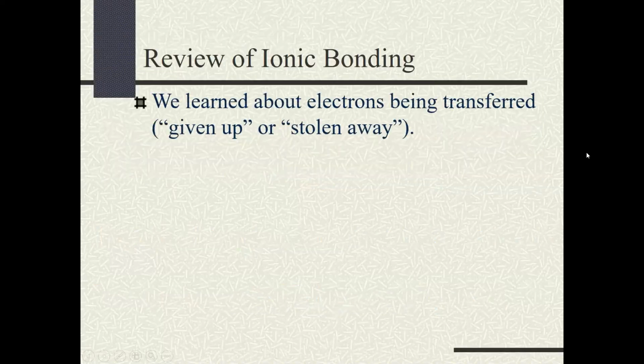So again, to review an ionic bond, yesterday we took a look at atoms that either gave up or stole away electrons from another atom. So remember, we had the metals. The metals are on the left side of the table. They usually have 1, 2, or 3 valence electrons in their outer shell. And so what they're going to do is, instead of trying to gain a bunch of electrons, they're just going to get rid of those electrons, give them away.